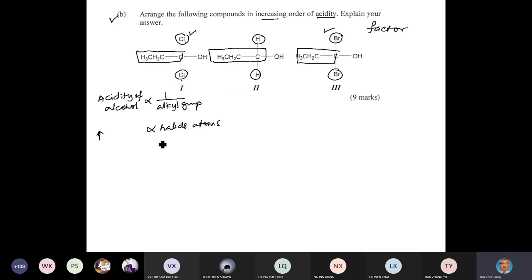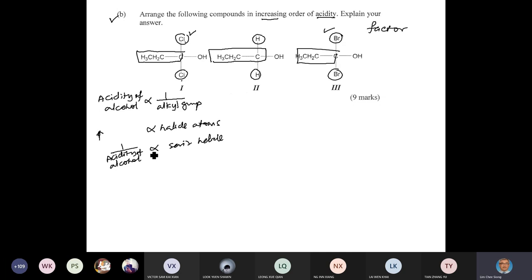Okay, then afterwards, you go further to the size. How about the size of the halide atom? The size of the halide atom is inversely related to the acidity of alcohol. You get my meaning?